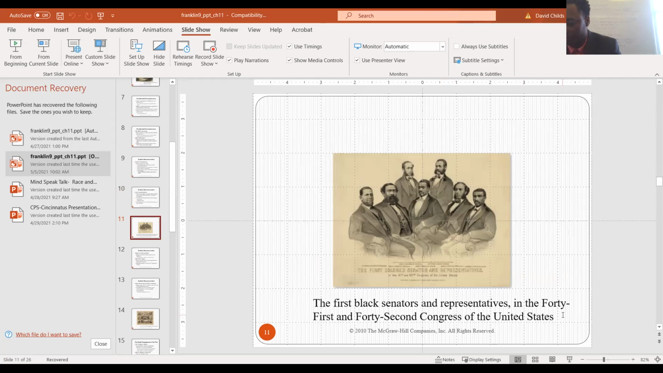This is page 244. One of the major manifestations of citizenship, look under the caption of that picture on page 244: One major manifestation of citizenship was sending persons, some former slaves, to Congress. Shown here are some of the first African Americans elected to the Senate and the House of Representatives of the U.S. Congress.